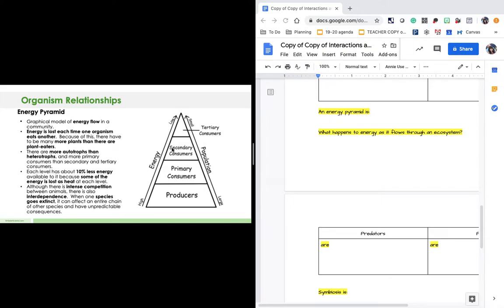If you're in a field, you're going to see a whole lot more grass than maybe you would see bunnies. And then you would see a whole lot less snakes than you would see hawks. So how does it flow? Well, it starts with the producers. And then the primary consumers eat the producers, the secondary consumers eat the primary consumers, and then tertiary eat the secondary consumers, all right? So that's how energy flows in an ecosystem.